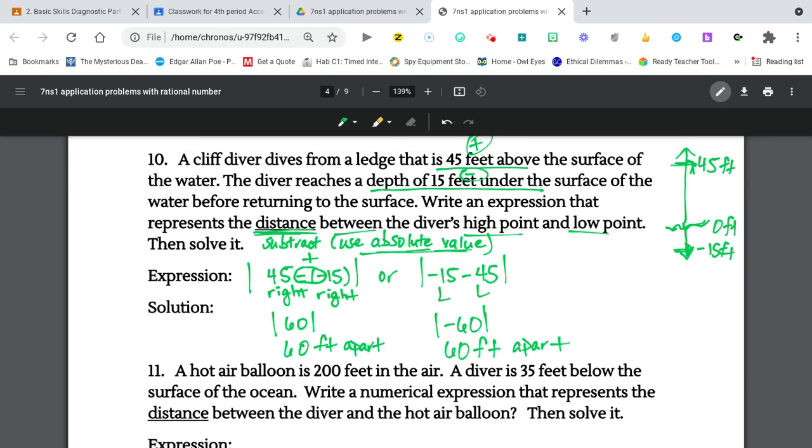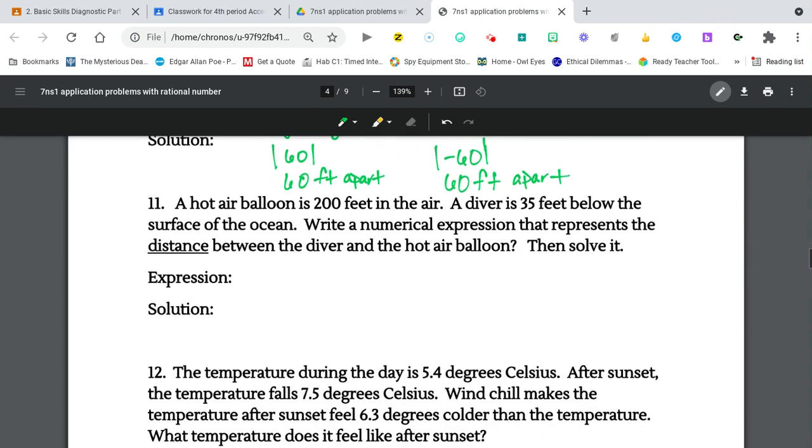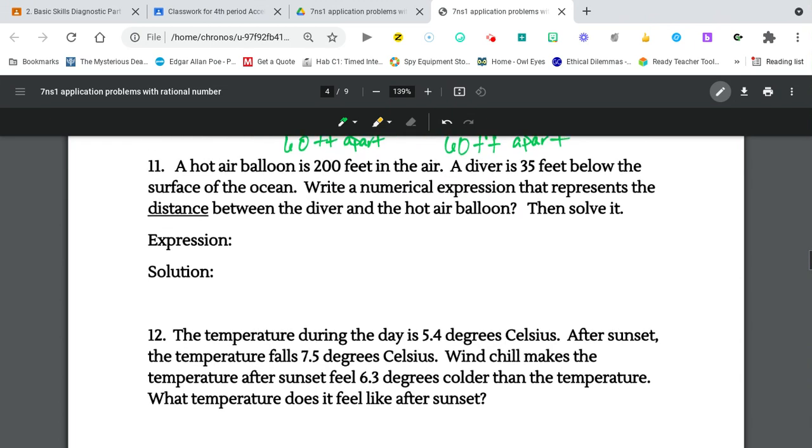And please make sure you put negative 15. I hope the diver doesn't go under the water 15 feet, but if you represent it as a positive 15, that means they didn't go under the water. They stopped midair. Okay, don't do that. Let's take a look at 11. You pause the video and try that one.